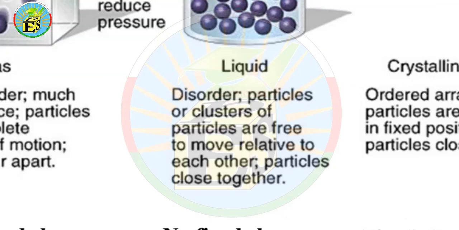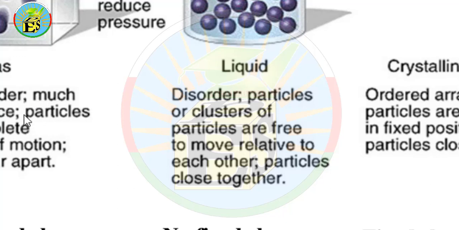This is how we can change solid to liquid and liquid to gas: heat and cool, or compress. By compressing gas or cooling it, we change it to liquid, and by heating or reducing the pressure, we change the liquid to gas.